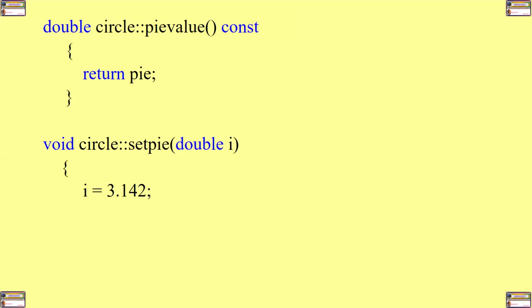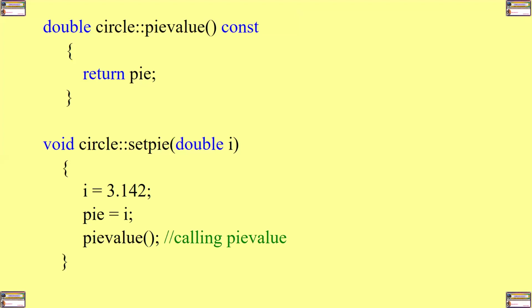We are initializing the memory location called I with 3.142. And then we assign that value stored in the memory location called I to pi. And then we are invoking a function called pi value. We are calling the pi value function. And what does the pi value function do?